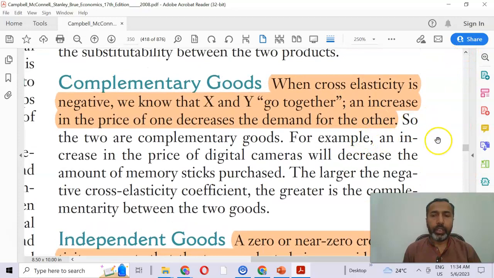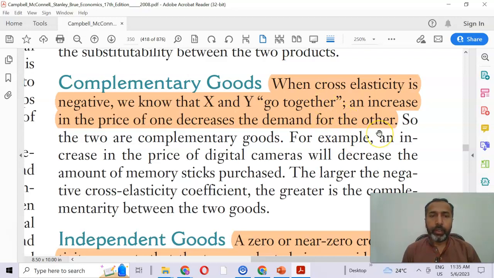Now, consider a case in which when the price of one product increases, the demand for another product decreases. Such products are known as complementary goods. Complementary goods are those goods which complete each other. When we calculate their cross elasticity of demand, we will find that it is negative. What does it mean? That X and Y go together, and an increase in the price of one decreases the demand for the other product. For example, DVD and DVD player. Because they are used together, if the price of DVDs increases, the demand for DVD players will go down.